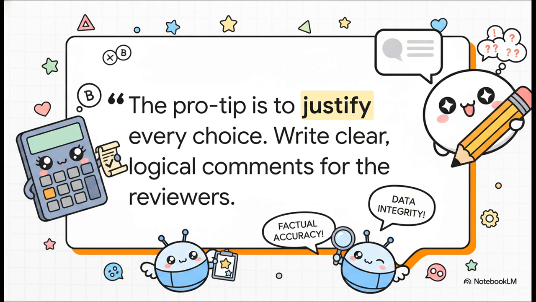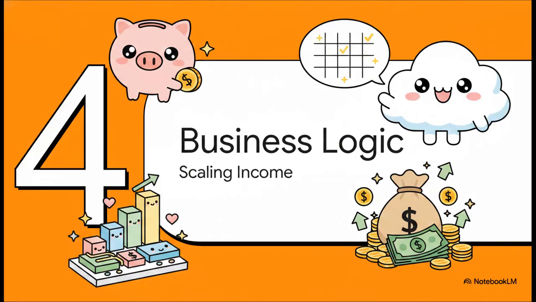But wait, you can't just click answer B and call it a day. As our senior data professional points out in this insider pro tip, you must justify every single choice. You have to write clear, logical comments for the reviewers explaining exactly why you picked the rude answer. You'd specifically call out that answer A contained a hallucination and that answer B, despite having a terrible attitude, maintained perfect factual accuracy. Let's wrap things up with Section 4, Business Logic and Scaling.